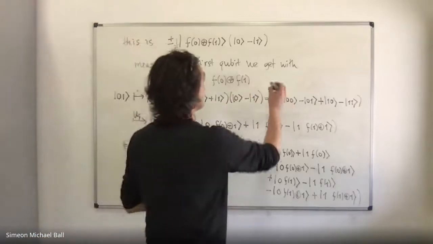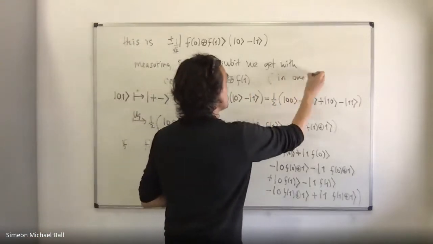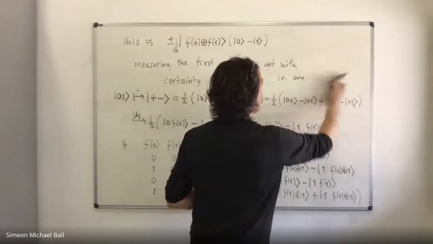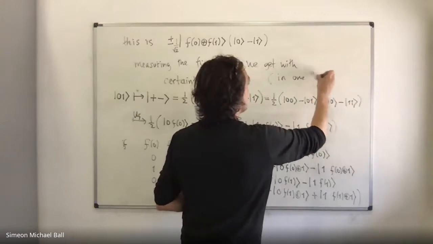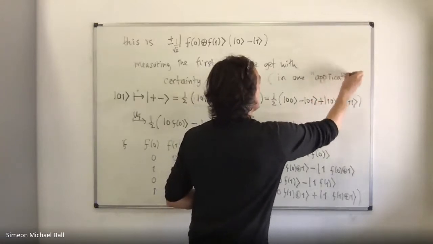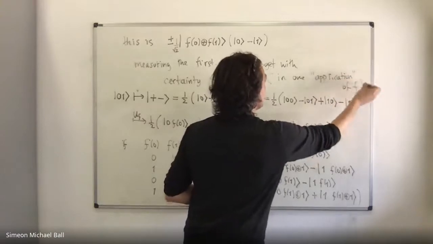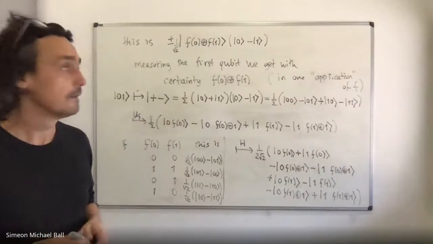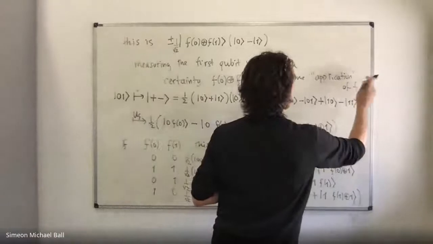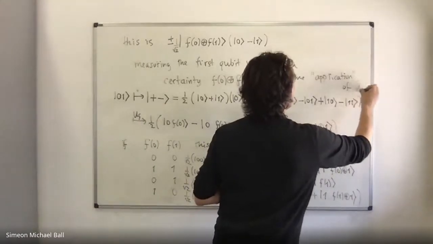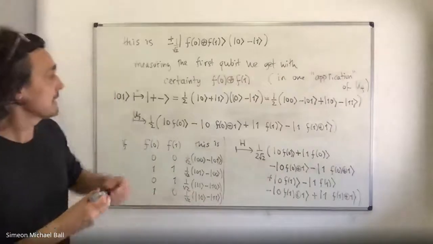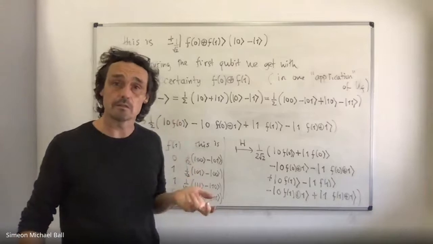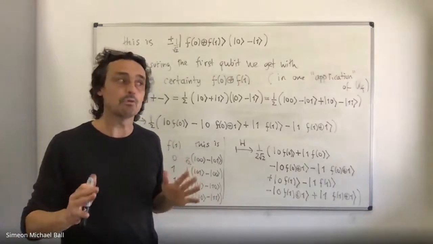So in one operation, or one application of F, albeit on a superposed state. I say application of F because it's really UF. Okay? Whereas if we want to calculate f of 0 plus f of 1 using a classical circuit, we have to calculate f twice. Okay? Small gains, but important gains.